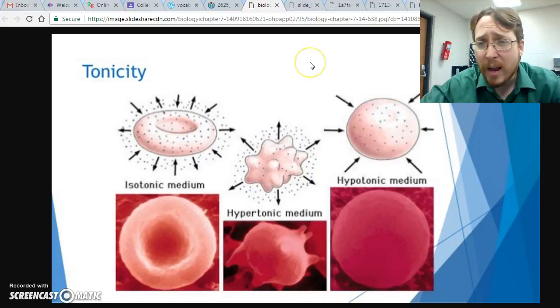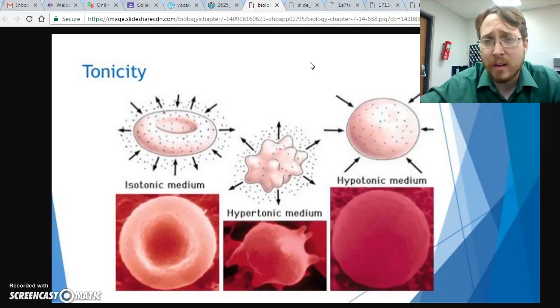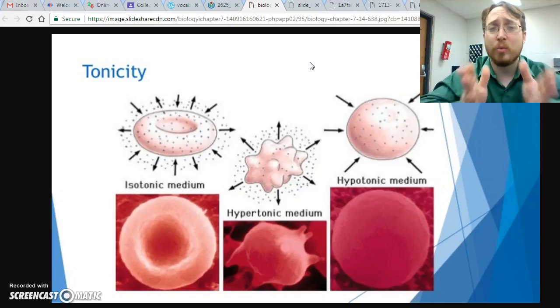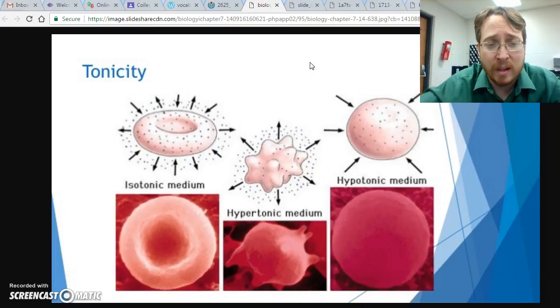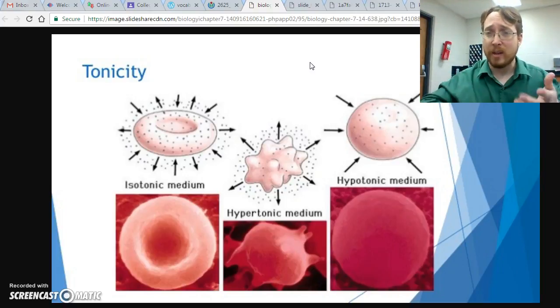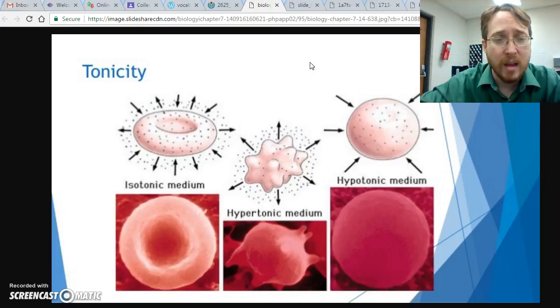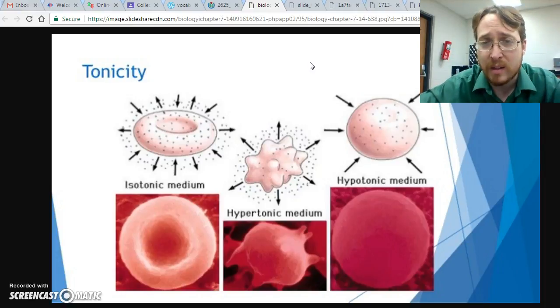Now, there's another idea, and that is called osmoregulation. And in osmoregulation, that is the regulation of osmosis to prevent dehydration and to prevent lysis. Sometimes the cell is in an environment that is going to be hostile, and the cell's got to do things to keep itself alive. It's got to maintain homeostasis. And osmoregulation is how the cell does that. We're going to look at examples of osmoregulation in the next video.